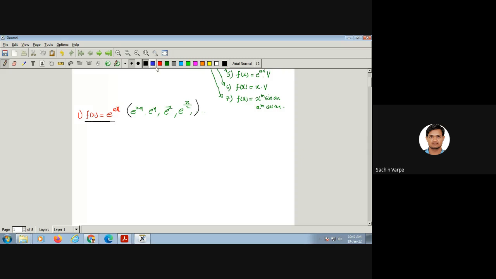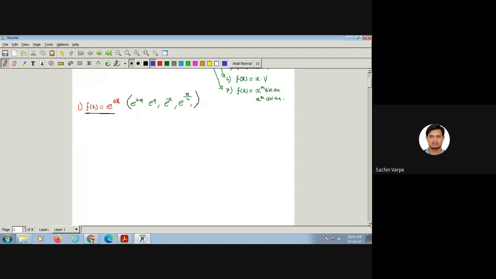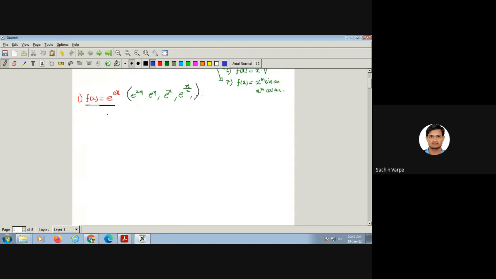So let us discuss the formula first of all. We all know that when we operate D onto e to the power ax, what does it mean? D of e raised to ax is the derivative of e raised to ax, and that is a e to the power ax. If we apply one more derivative, that is D square e to the power ax, it will be a square e to the power ax.